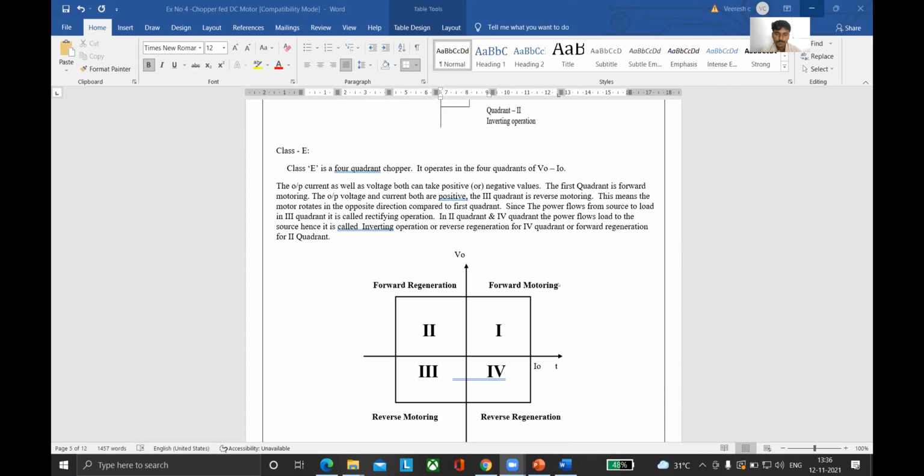Forward motoring is nothing but the motor still operates in the forward direction. Speed is positive, because the voltage is positive. Next, forward braking: the speed is positive, but the current is negative.